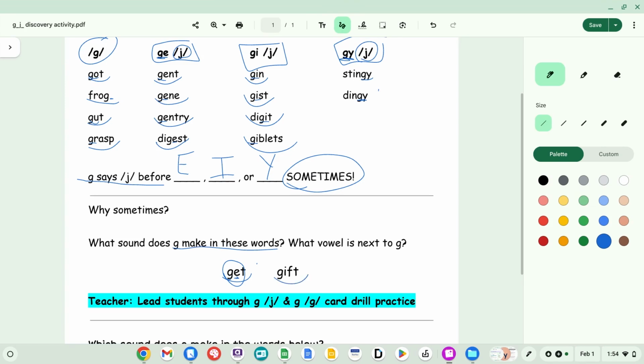This next word is gift. I see that I there, and it says its hard sound again. So the word is gift. What I would bring my students' attention to is that I would try to say G says J before E, I, and Y. But if that doesn't sound right, then it would be the other sound in this particular case.